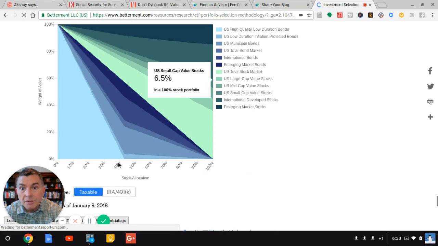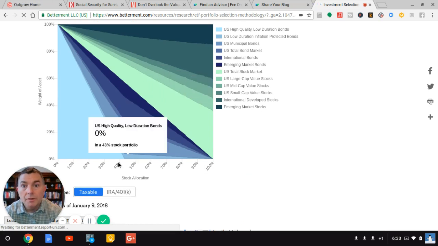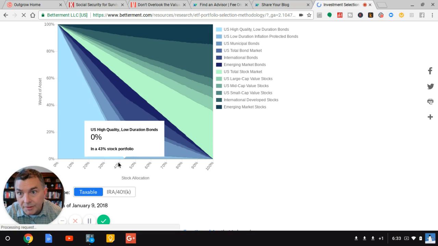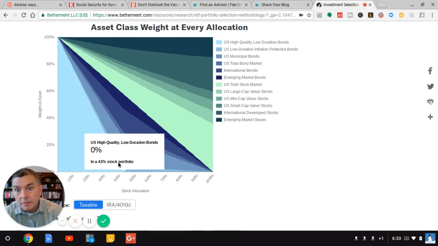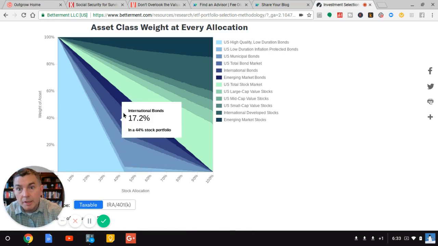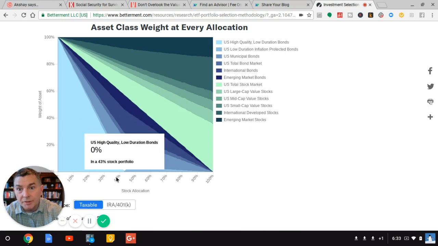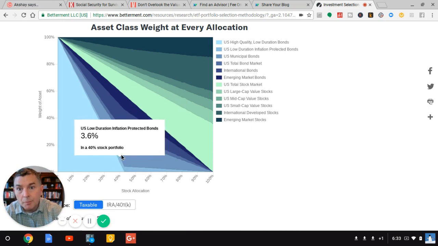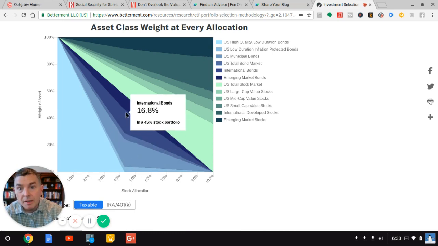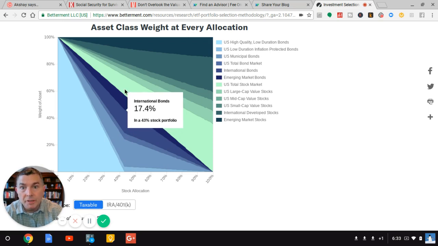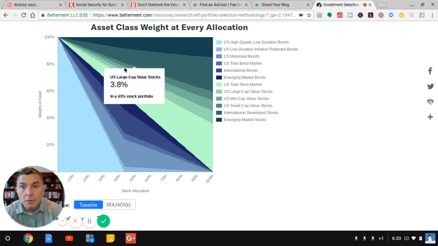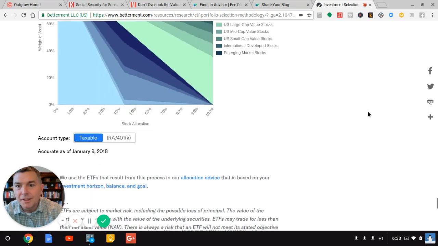Stock allocation. Okay. I see what they're doing. So if you have 40% stock, you're going to have 3.6 in that. You're going to have 17.2% international bonds, 15% total stock. Okay. That's a tough chart to see. All right. That's a tough chart.